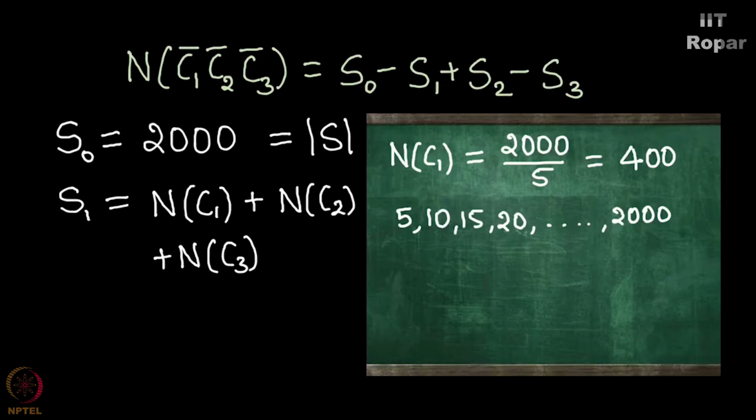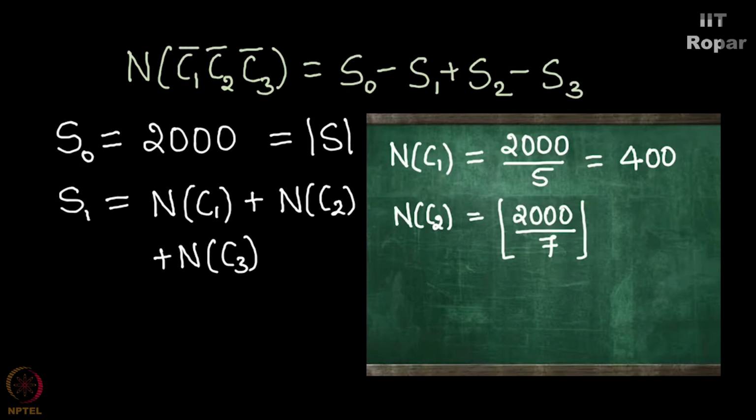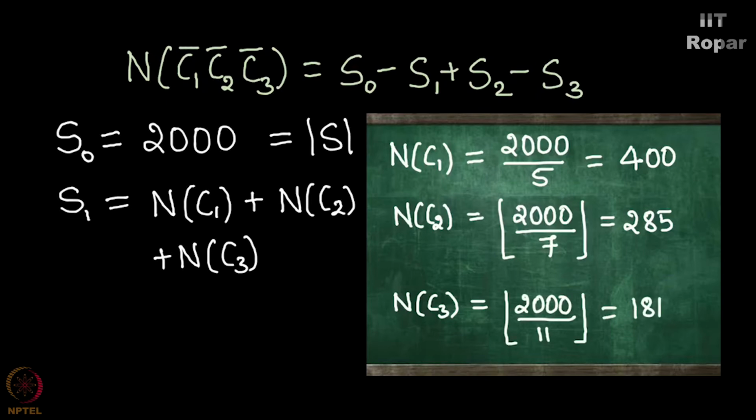N of C2 will be those integers which are divisible by 7. So, 2000 by 7, and we are going to apply the floor function, that is the greatest integer which is less than or equal to it, which happens to be 285 here. Now, N of C3 is those integers which are divisible by 11, and that happens to be 2000 divided by 11, which is 181. Now, we have got N of C1, N of C2 and N of C3.